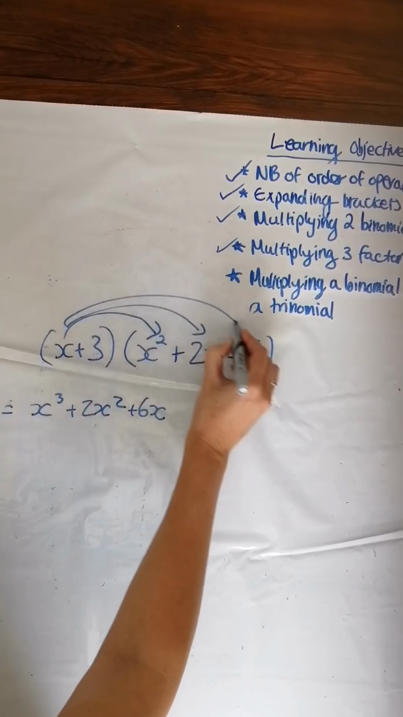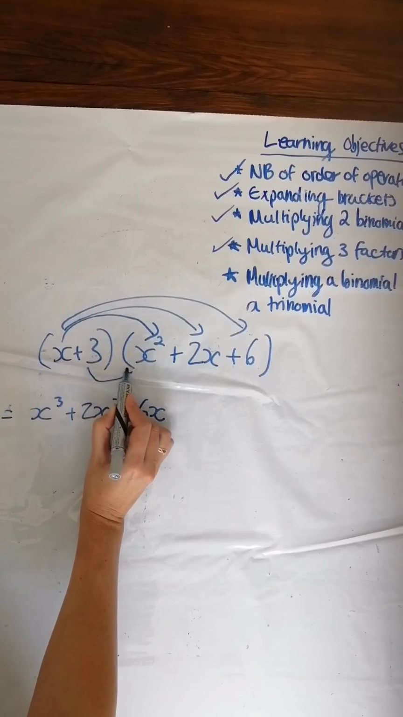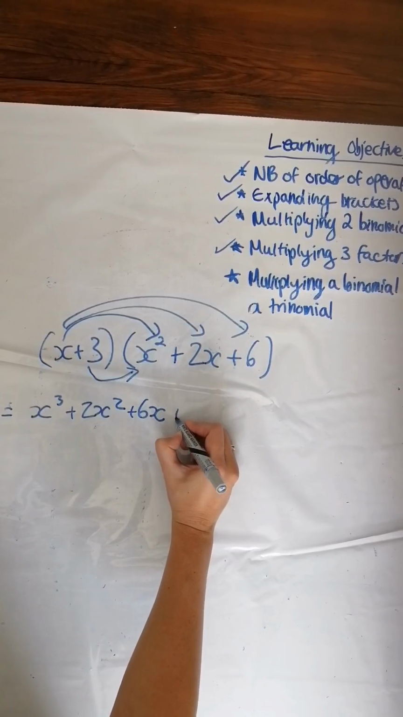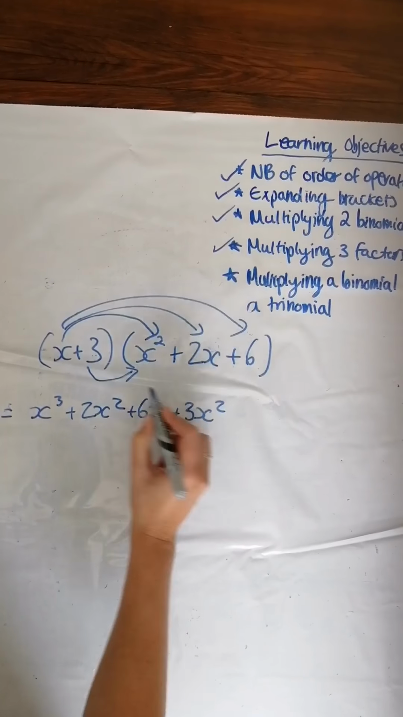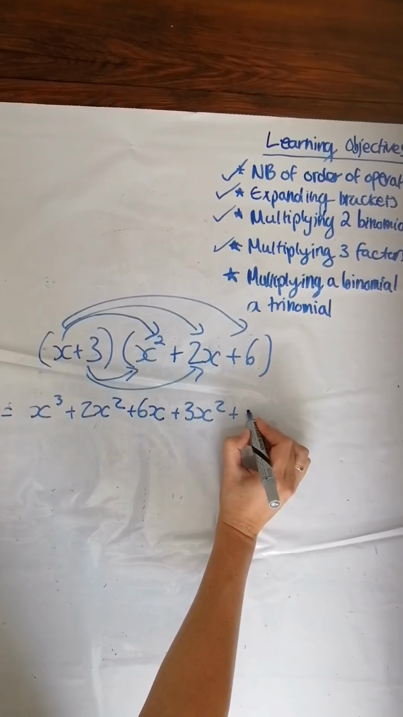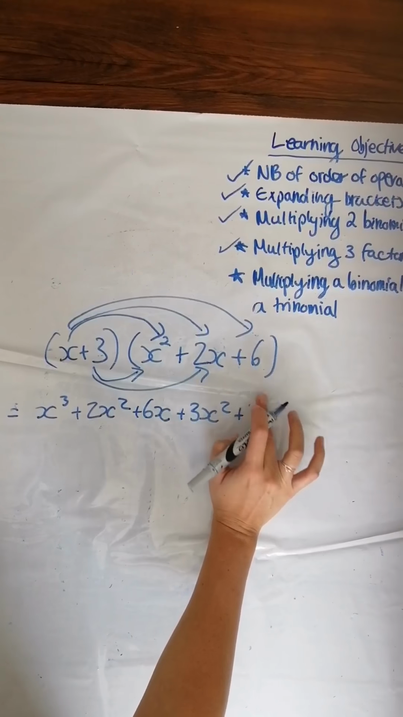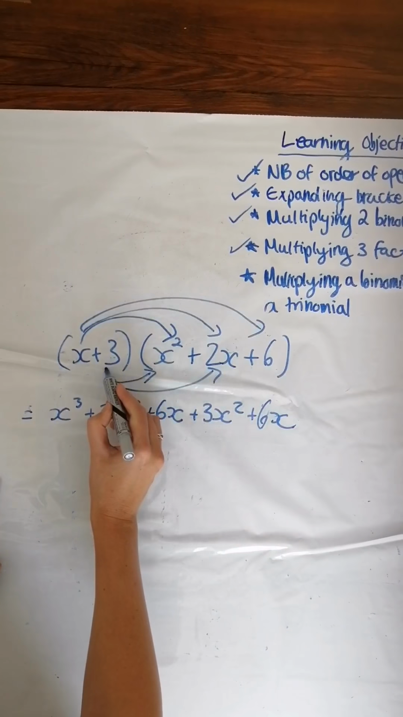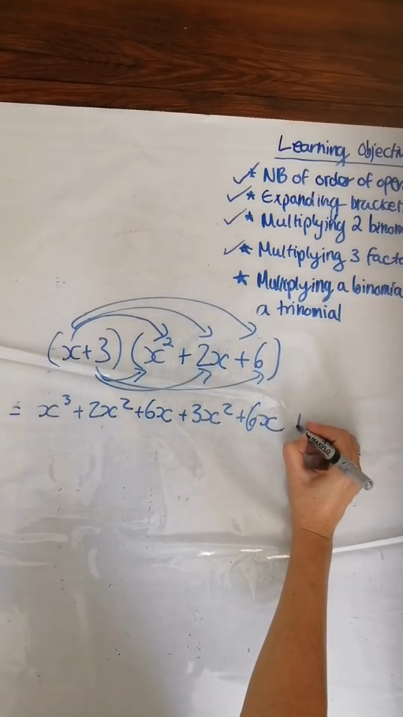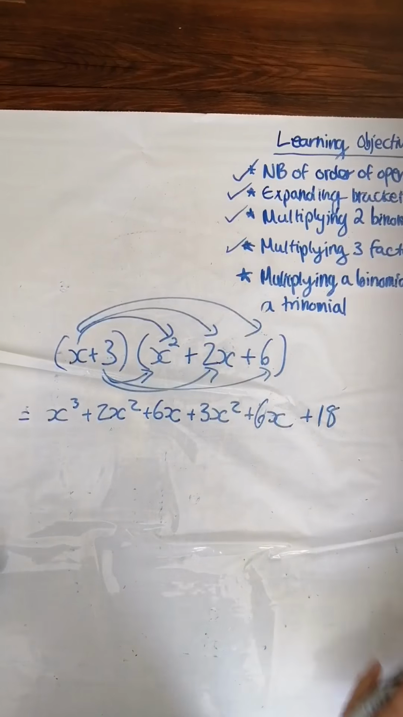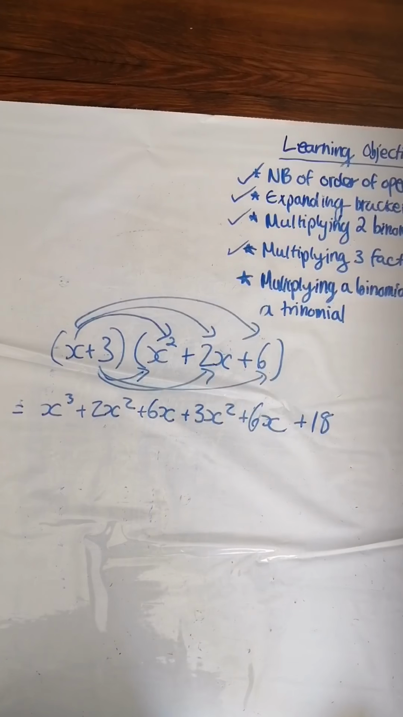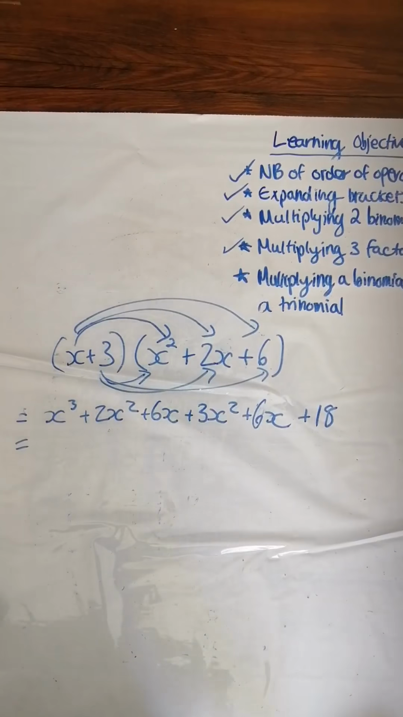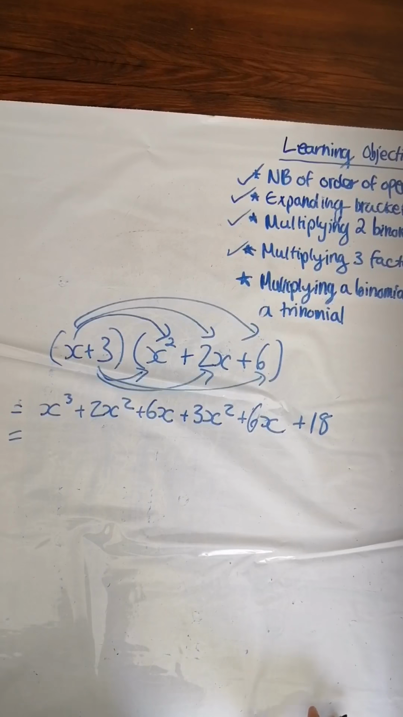Okay, so that's done. Now we're going to do 3 times x squared, that's going to be 3x squared. 3 times 2x is, sorry, not 2, 6x. And 3 times 6 is going to be 18. Okay, before we jump the gun and think that's our final answer, we need to check if we have any like terms. And we do.